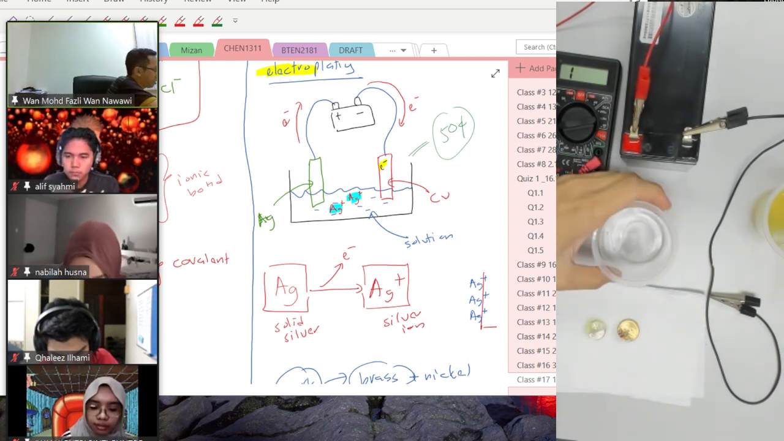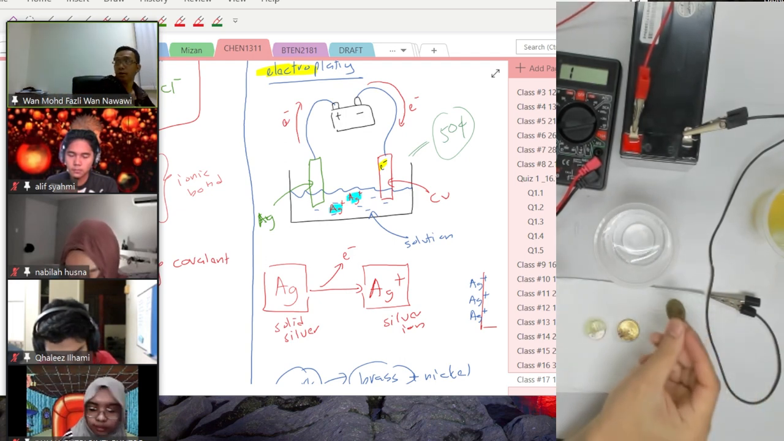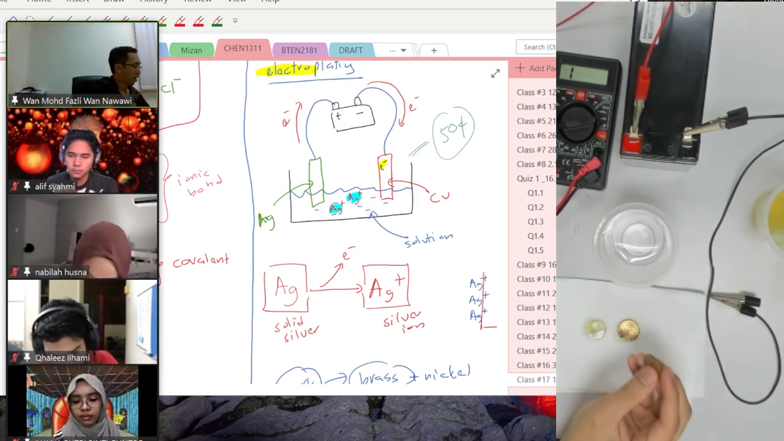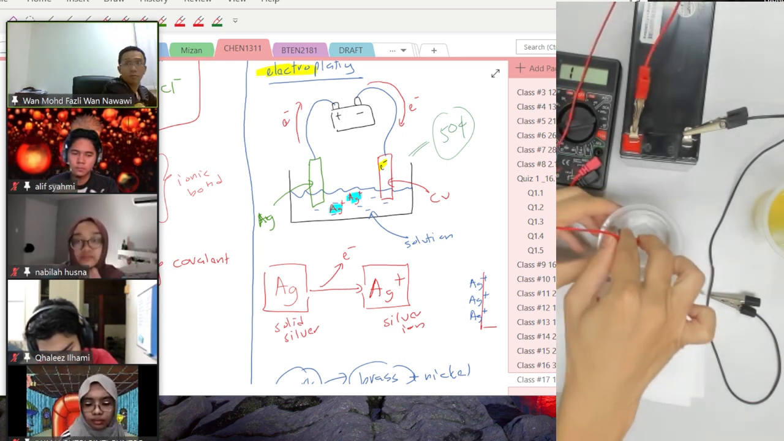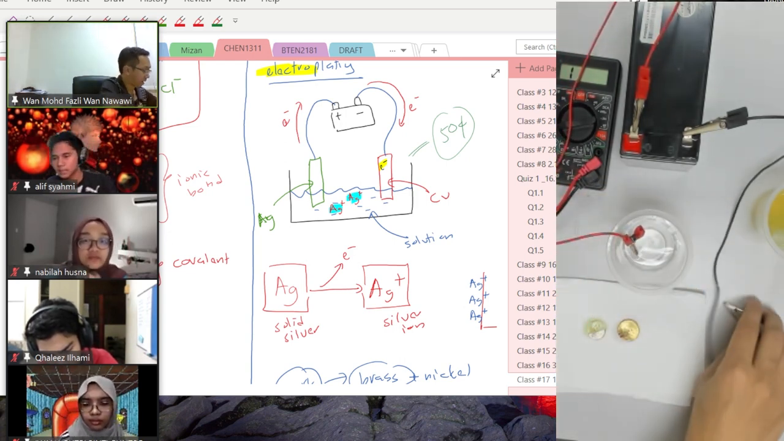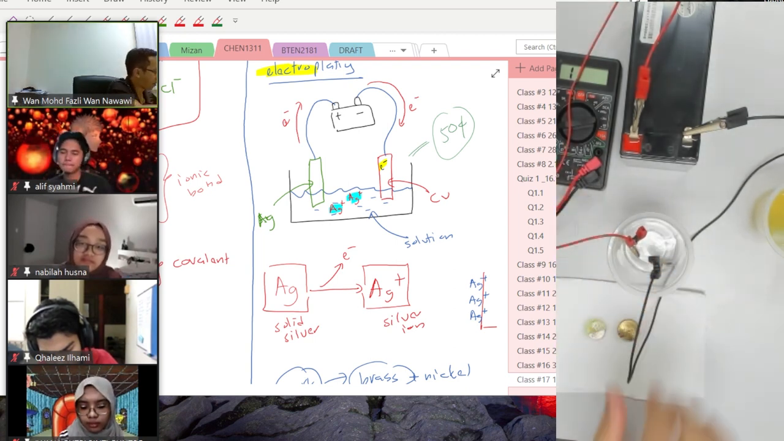Okay, so I will change this. I have another 50 cent there and also the 10 cent here. So what I do is I put the 50 cent on the red now, and then the 10 cent on the black. So we see what will happen.